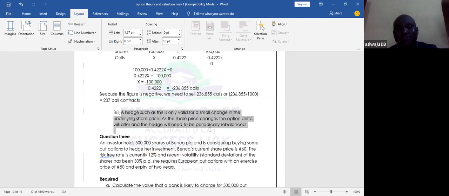What we are saying is that this hedge will only be valid if there is a small change in your share price. Where you have a very large change in your share price, this computation will not be valid. It's expected that the share price will not fluctuate radically, maybe just a small percentage change. But when you have a very big change in the share price, this computation, this hedge will not be valid. That is the implication. Let me quickly look at the chart.